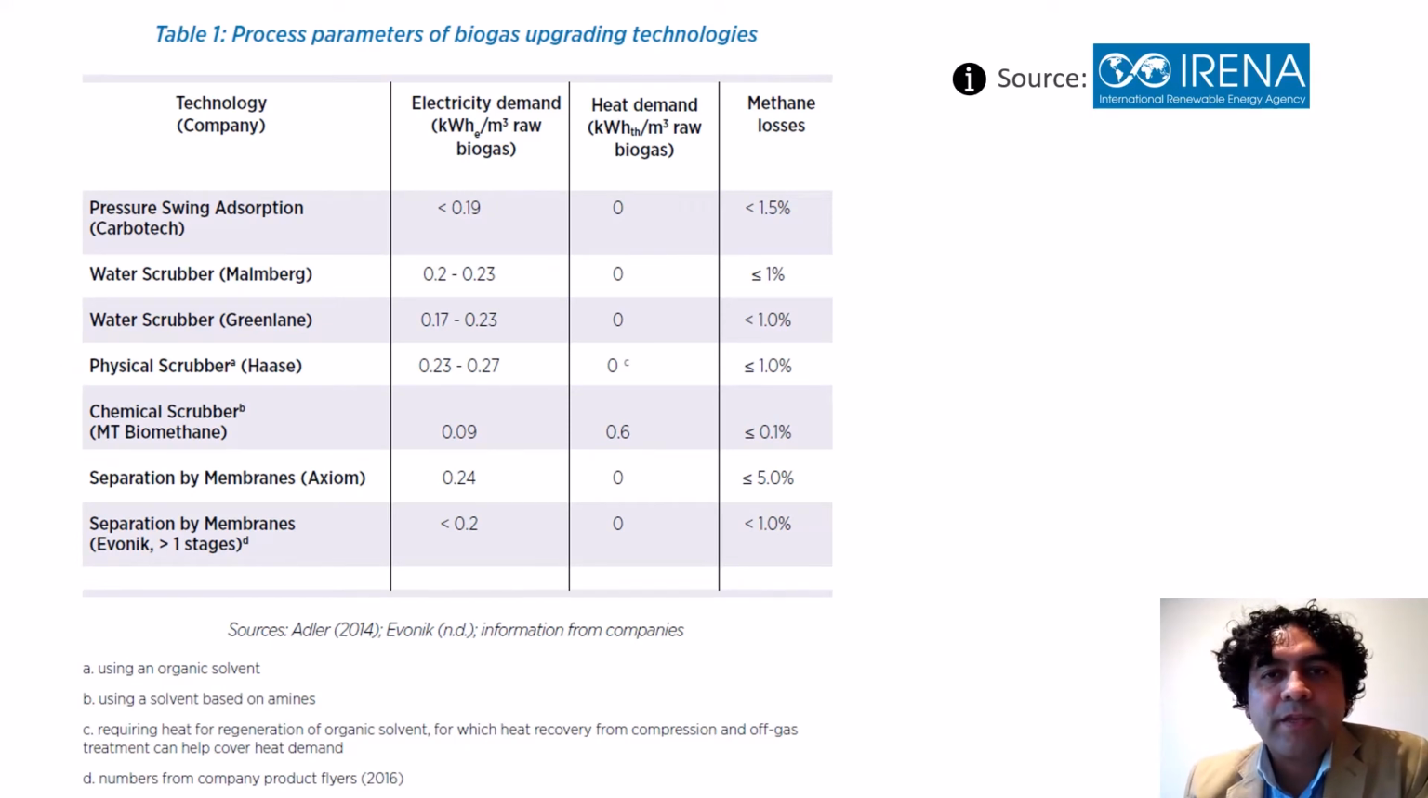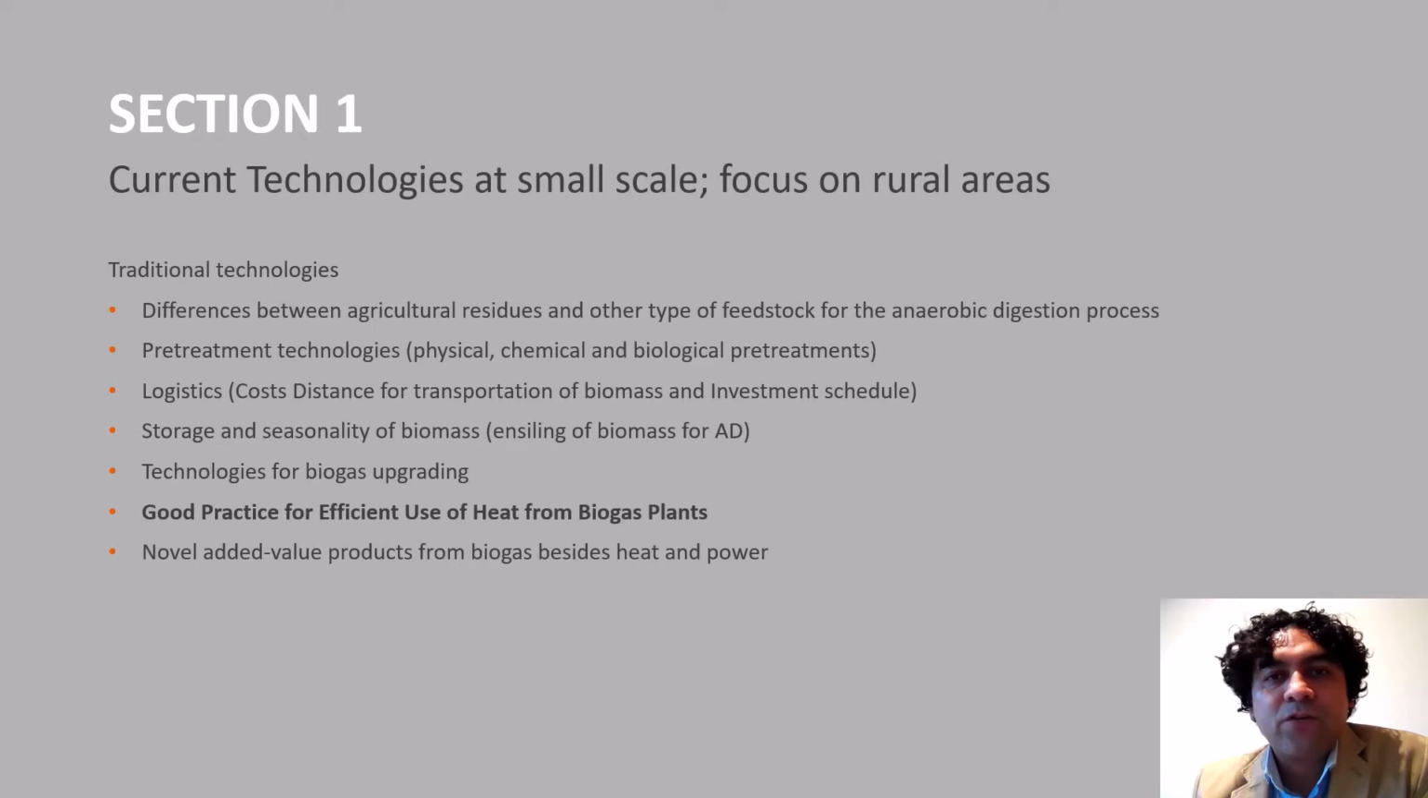Upgrading to biomethane is necessary when using biogas as a vehicle fuel. During this step, electricity and heat are consumed, and a little methane is lost with the off gas. The table shows the energy and heat demands and methane losses for different upgrading technologies. According to the available information, the most electricity-demanding upgrading technology is the physical scrubber. On the other hand, although all the upgrading technologies show negligible methane losses, the one with the highest losses is the separation by membranes.